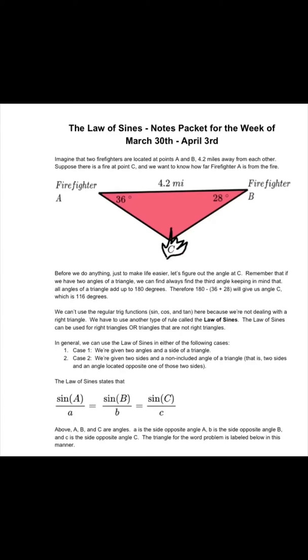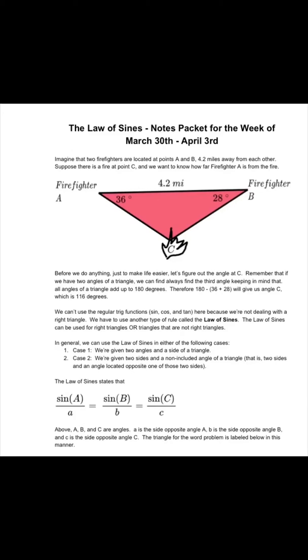fire. Now, before we proceed further, it probably makes sense to figure out the angle at C. We can do this keeping in mind that the interior angles of a triangle have to add up to 180 degrees. So if we add 36 and 28, we get 64. And then when we subtract 64 from 180, we get this angle right here, which is 116 degrees. So on your notes packet or in your notebook, you could just label that this angle right here is 116 degrees because that's going to make things easier going forward.